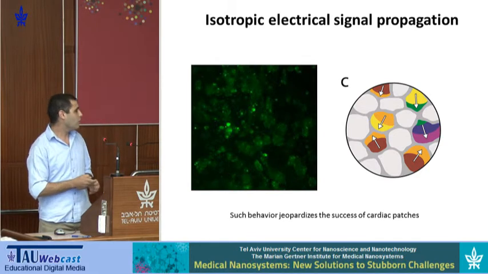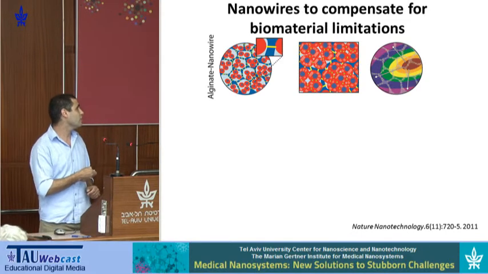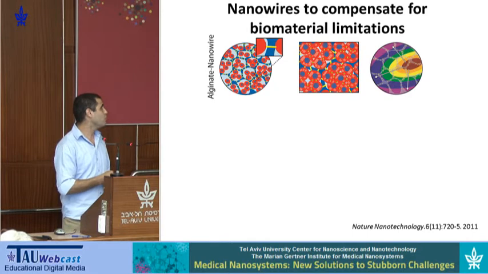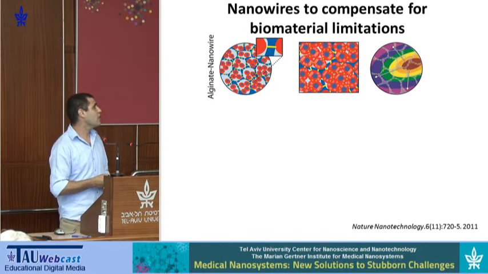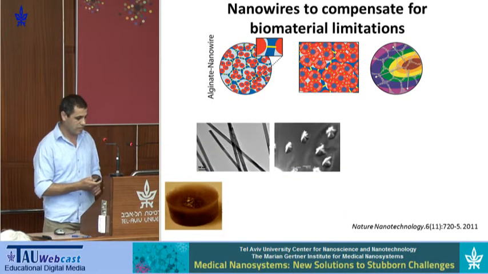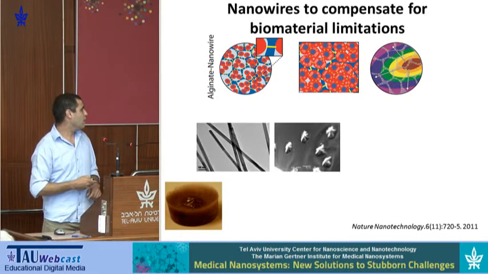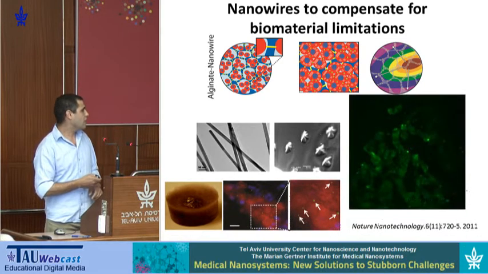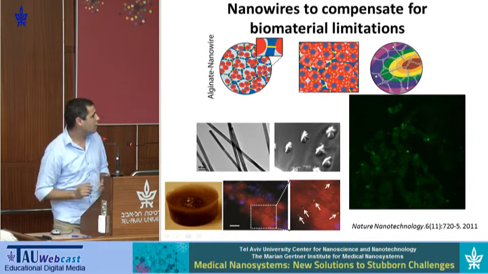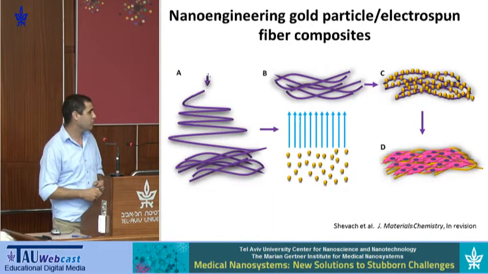But basically, what we were able to show is that if we take nanowires, gold nanowires that are conducting, we can improve the connection between cardiac cells and propagate more anisotropic electrical signal in the cardiac patch. We synthesized these nanowires. We incorporated them in three-dimensional scaffolds, and we're able to show that the cells are contracting nicely in the biomaterial.